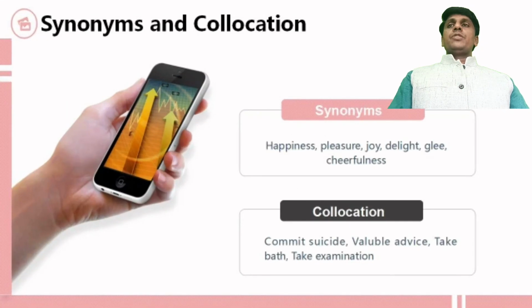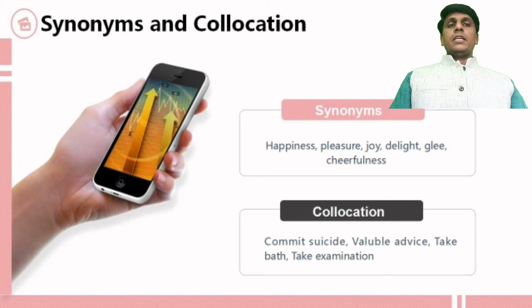Then the next dimension of words is synonyms. So many words are there. We must know synonyms of many words, but we have to think carefully about synonyms. And what is that careful thinking? I know happiness, pleasure, joy, delight, glee, cheerfulness. All these are synonyms. But there is a difference.